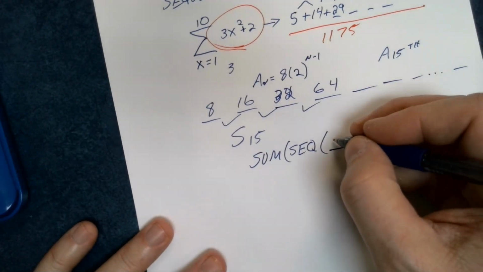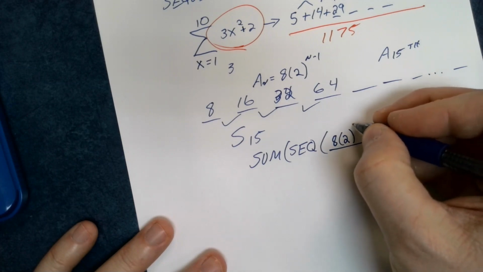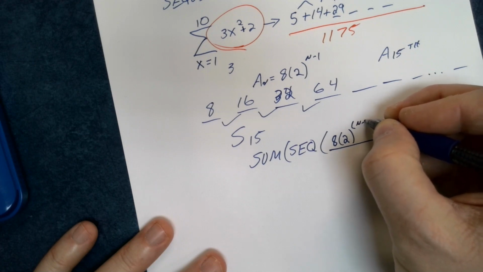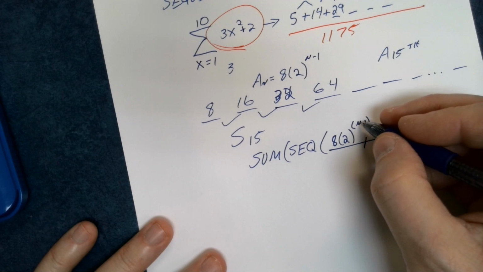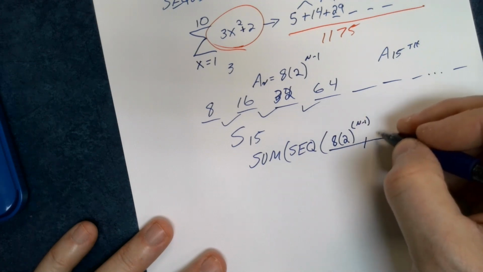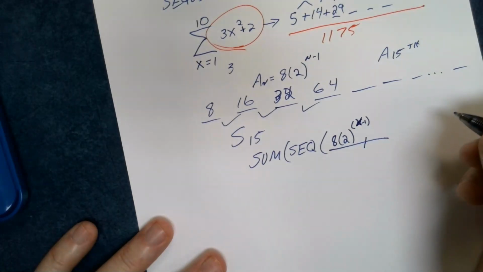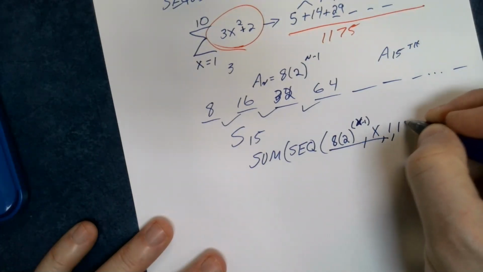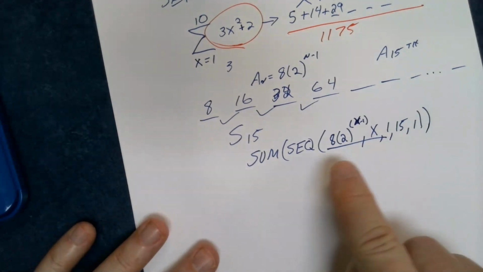So I would put in here 8 parentheses 2 raised to the parentheses n minus 1, close parentheses, comma. Now if I used n here, I'd want to use n here. So I'm going to go ahead and change it to x for our calculator, because our calculator already has the x button. X, comma, 1, comma, we said 15, comma, 1. And that's what it would look like.